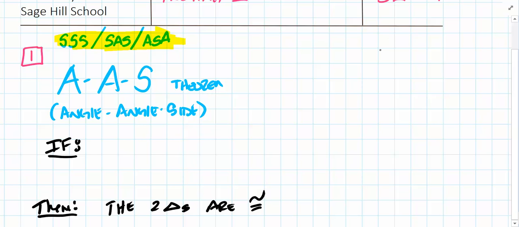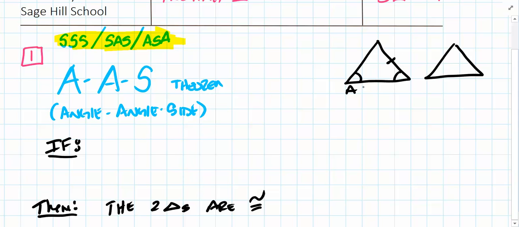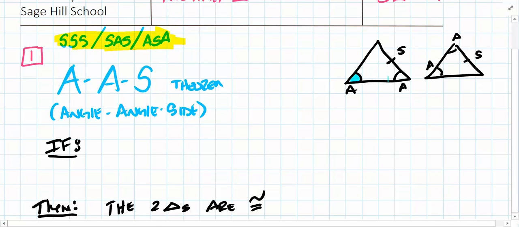So for angle, angle, side, take a look at what the picture is going to look like. This is what I'm looking for: angle, angle, side. You have to have two angles in a row and then a side. It doesn't matter which side, as long as they are corresponding. That's the only caveat here: they always have to be corresponding.